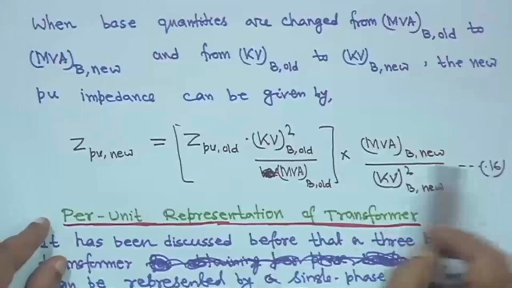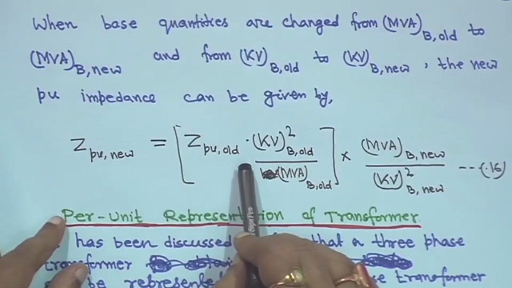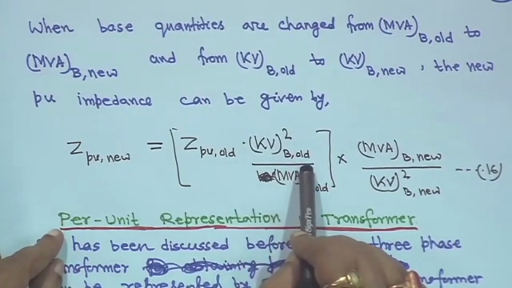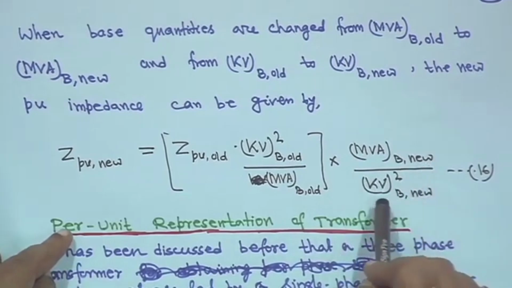So, when base quantities are changed from MVA base old to MVA base new and from KV base old to KV base new, the new per unit impedance can be given as something like this. This is equation 16 and it will be frequently used: Z per unit new is equal to Z per unit old into KV square base old, divided by MVA base old, into MVA base new divided by KV base new square.